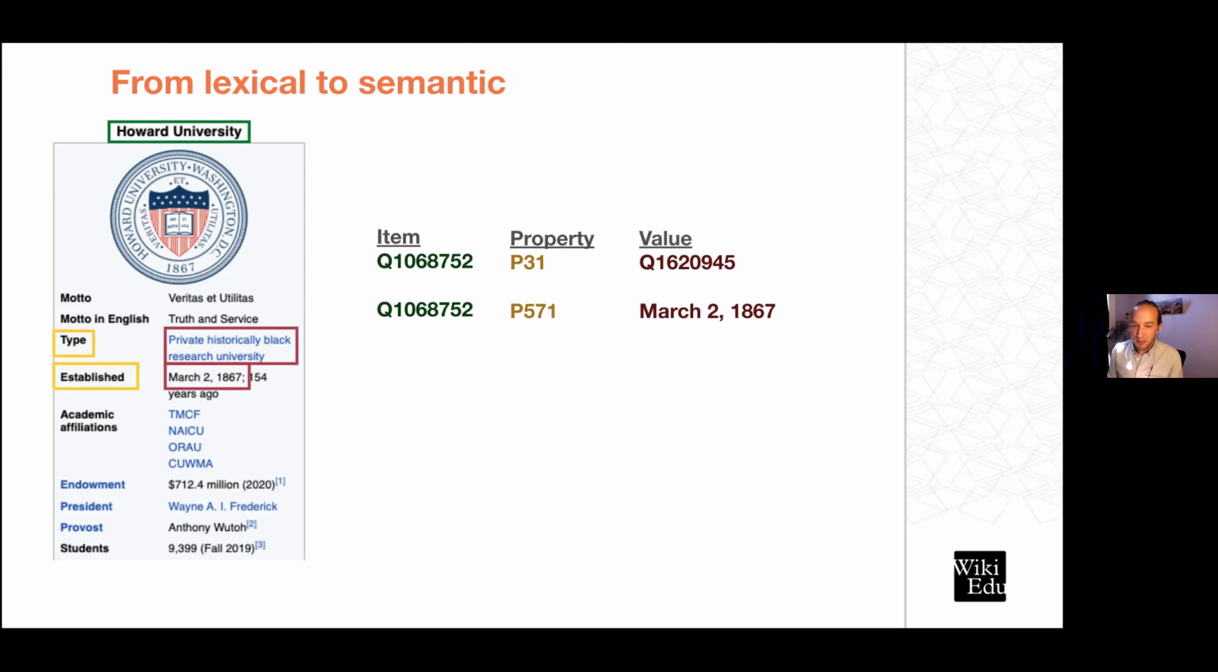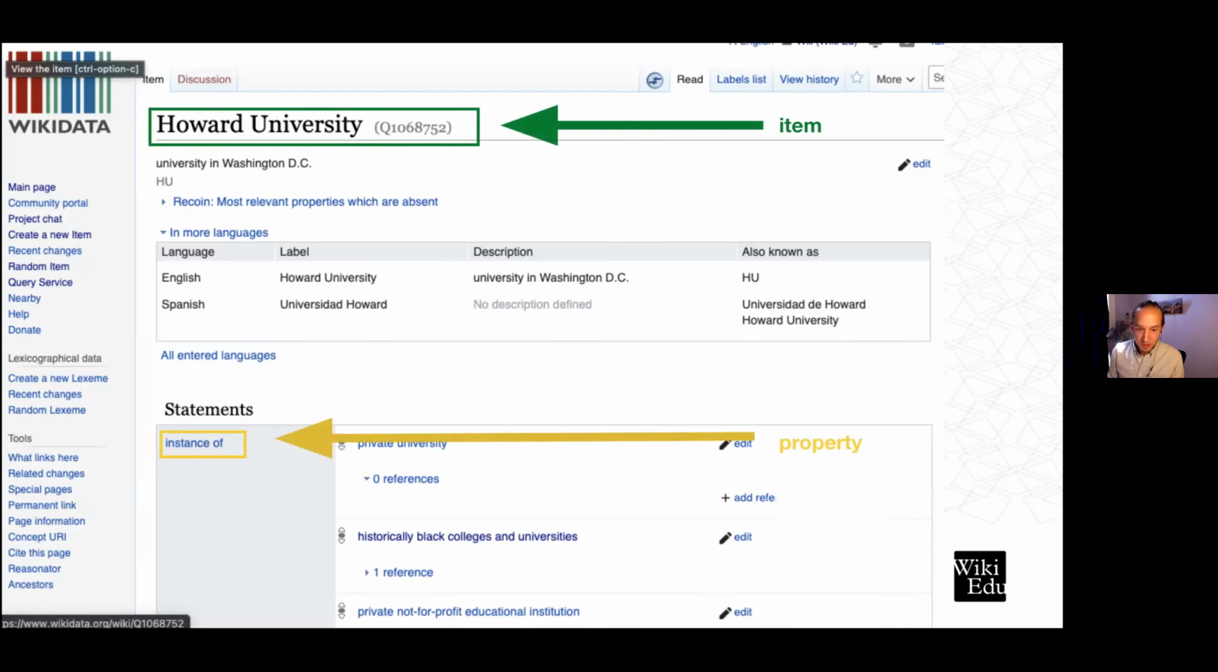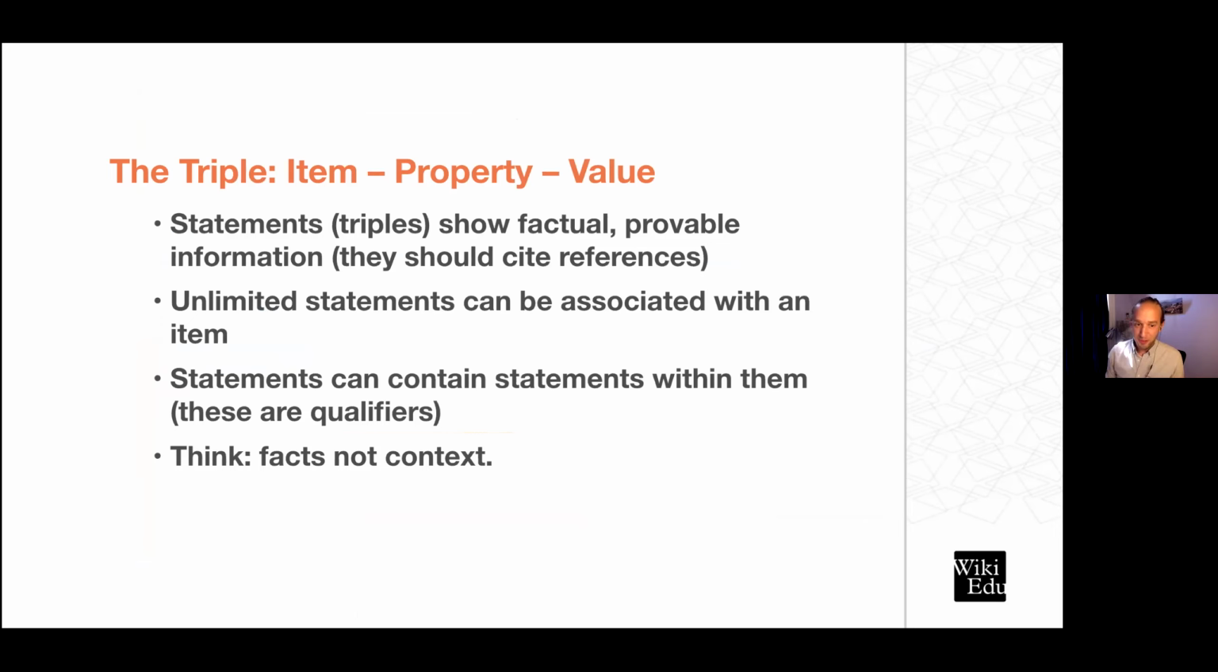So these are two examples of a semantic triple on Wikidata, and we use these statements, as they're called on Wikidata, to describe things. And this is what it looks like on Wikidata. Here's a beautiful screenshot, so you can see here's Howard, and that's the item. Here is the property, which is instance of, and here is historically Black colleges and universities, which is the value. So this just kind of sums up what I was talking about. You can have a lot of statements to describe items, and you should think of Wikidata as a set of facts rather than like a context providing tool, which is much more what Wikipedia does.